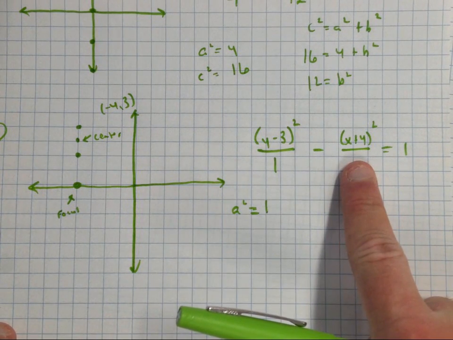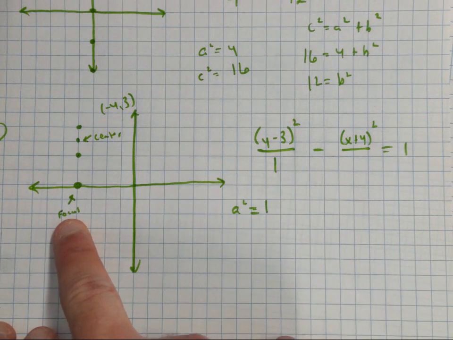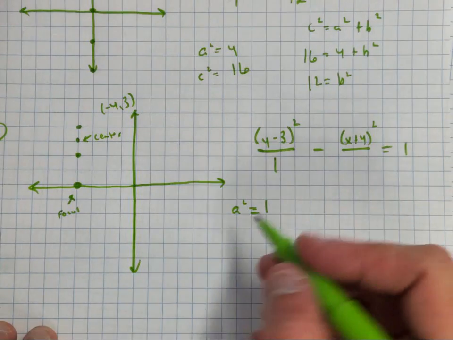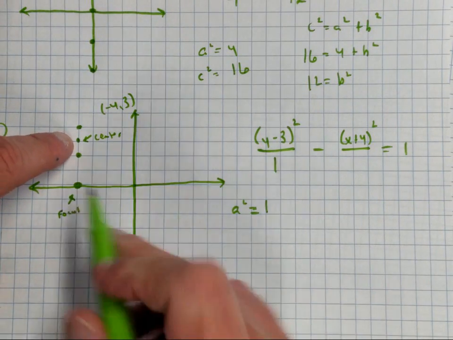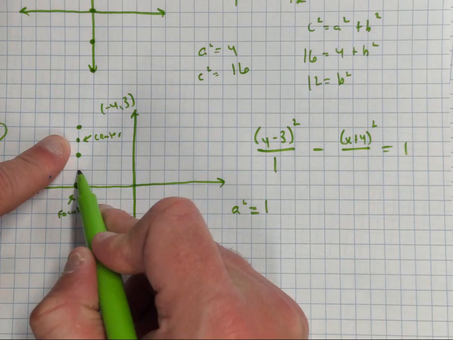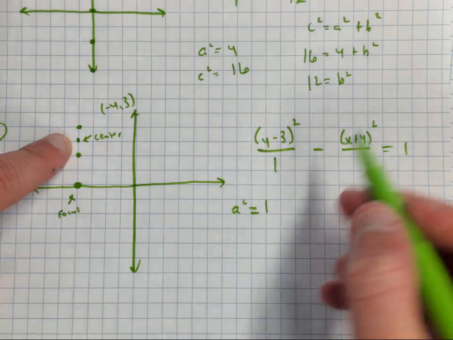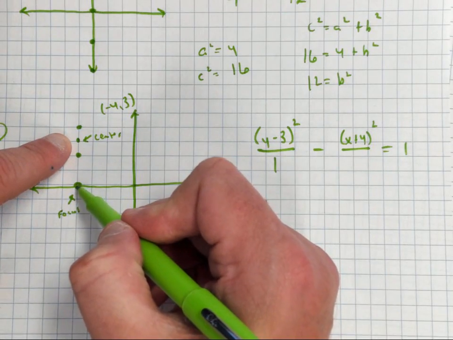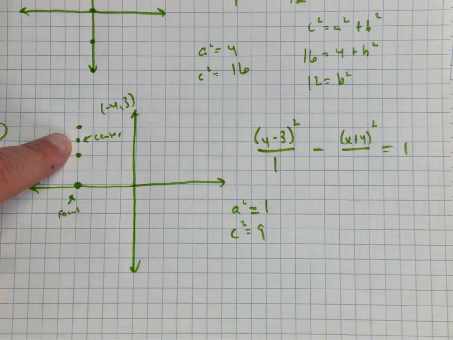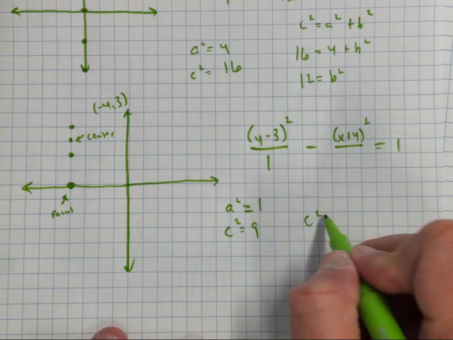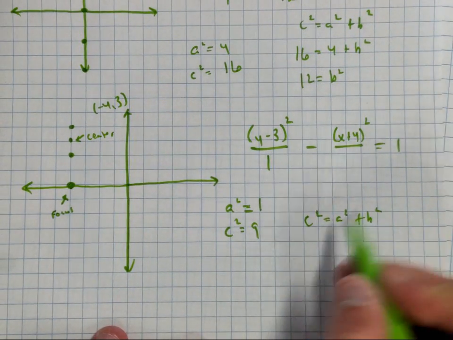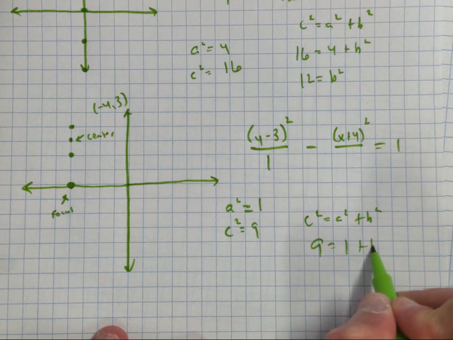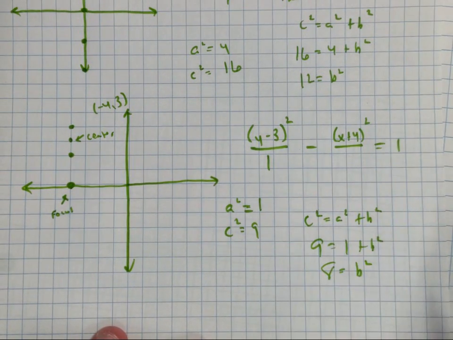We need to find B squared, but we don't have any idea about that. But what piece of information do we have? We have C. How far is C from the center? The focus, how far from the center? 1, 2, 3. Do you see that? So C squared is equal to 9. The focus is 3 units from the center. Now I'm going to use that equation. C squared equals A squared plus B squared. 9 equals 1 plus B squared. 8 equals B squared. So I'll put an 8 right there.